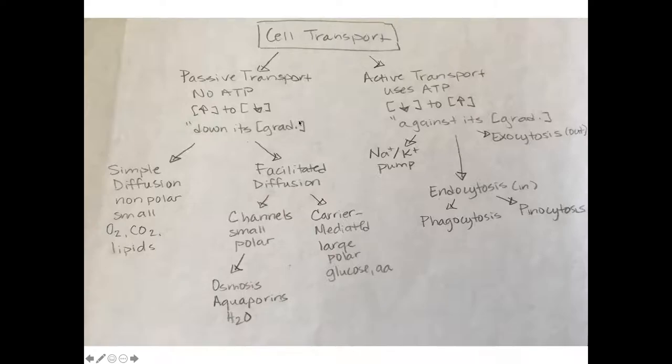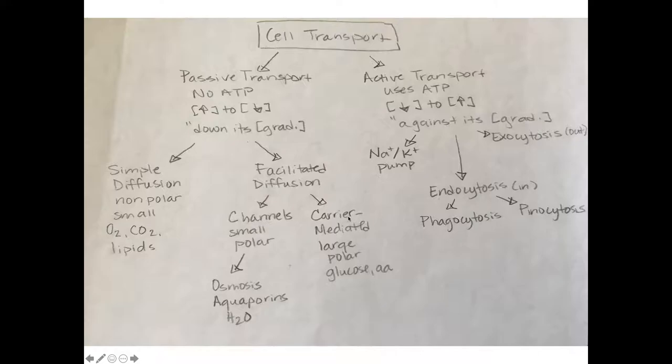These brackets symbolize concentration. An example of passive transport is simple diffusion, where molecules can go through the cell membrane with ease, without any difficulty. These are for small nonpolar molecules like these. Another type of passive transport is facilitated diffusion, where it needs help in the form of a channel or a carrier-mediated protein. These channels will transport small polar molecules like water, and you also have ions.